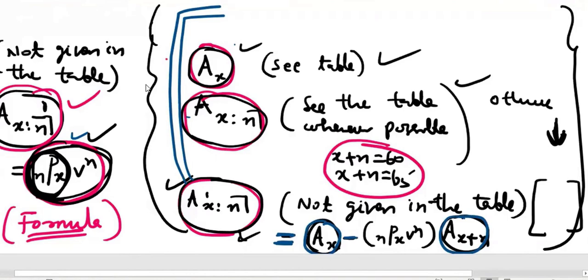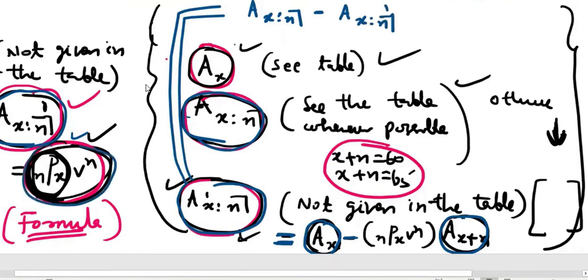Here we will write A_{x:n}, because this one plus this one is this one. This is endowment, that is equal to term plus pure endowment. So you can subtract this one from this, minus A_{x:n}^1. So for this you can see that we can use the formula, evaluate this.